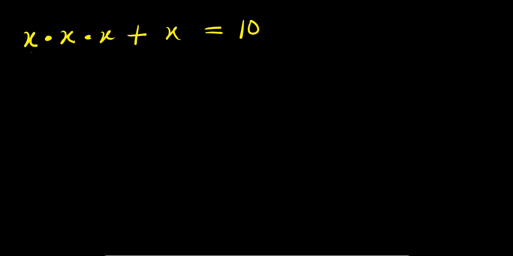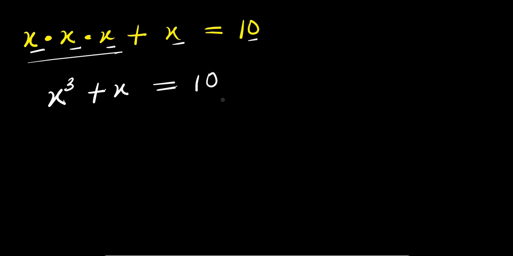Hello, how to solve this: x times x times x plus x equals 10, solving for all values of x that satisfy this equation. So let's multiply this: x times x squared is x power 3, plus x equals 10.